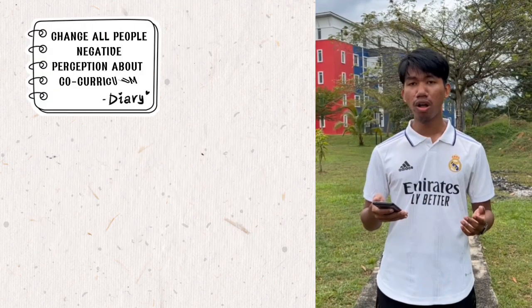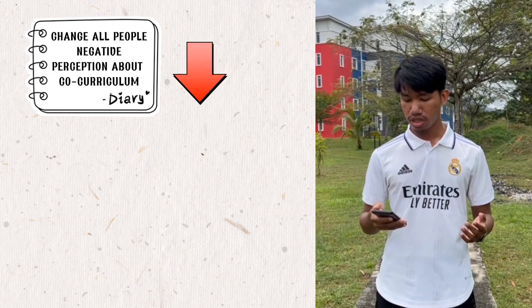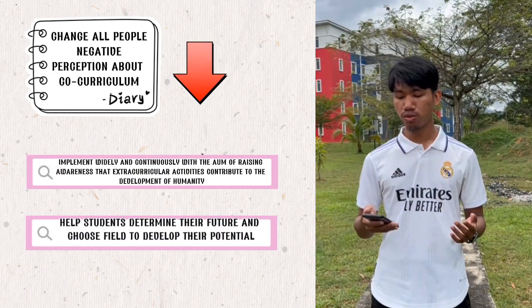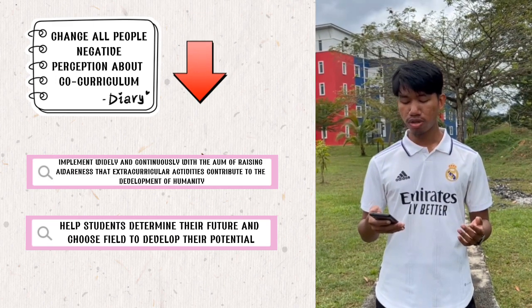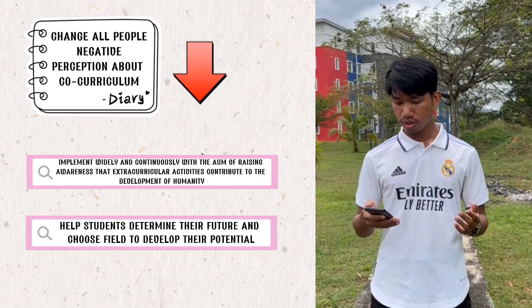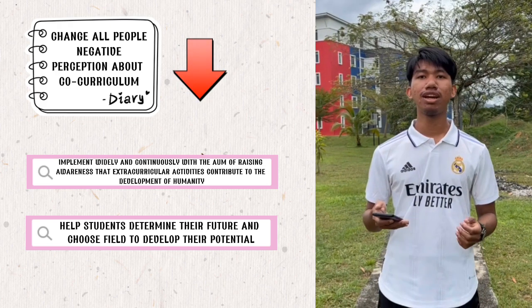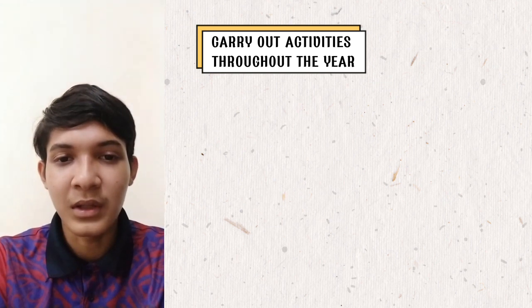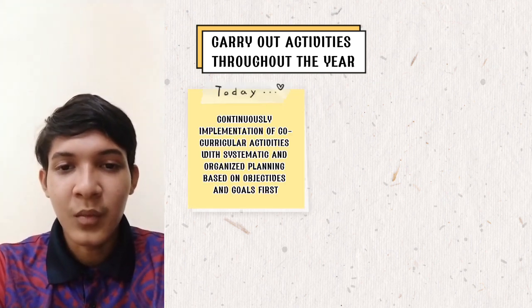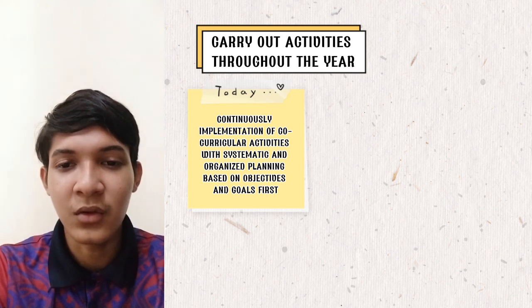Secondly, change all people's perception about co-curriculum. This strategy is important to implement widely and continuously with the aim of raising awareness that extracurricular activities contribute to the development of humanity in terms of knowledge, skills and others. I will talk about carrying out co-curriculum activities throughout the year. So, continuous implementation of co-curricular activities with systematic and organized planning based on objective and goal first.